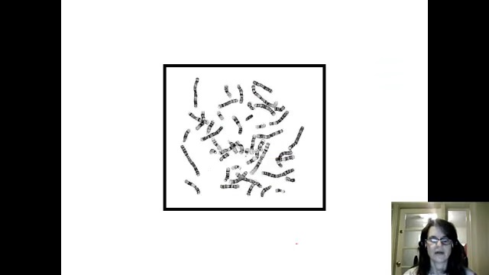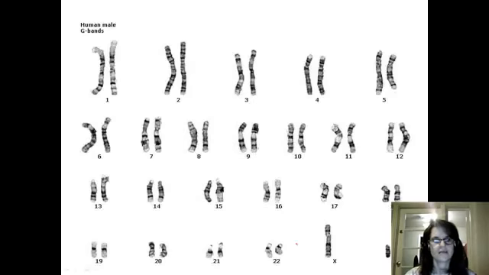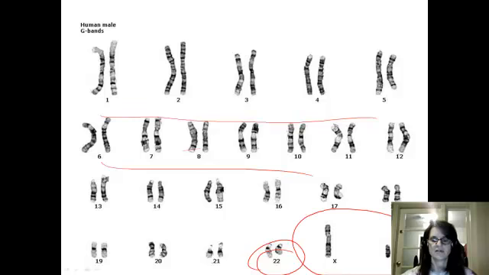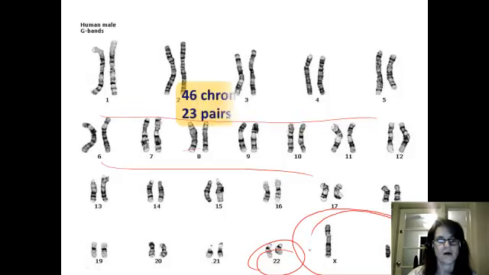Now, if we look here at this squash of chromosomes and we organize them, what we see, again, is 22 pairs of autosomes, but the sex chromosomes are not homologous. They are an X and a Y. So this is a male.